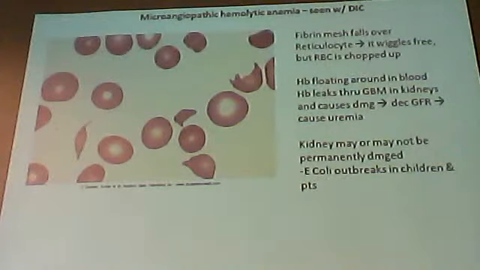Microangiopathic hemolytic anemia, seen with DIC. So this is commonly associated with hemolytic uremic syndrome, and so you've got a fibrin mesh that fell over your reticulocyte, and the reticulocyte was able to escape free from the fibrin mesh, but in the process it got a little chopped up. So the hemoglobin floats around in the blood, and it leaks through the basement membrane in the kidneys and causes damage, and so you're decreasing the glomerular filtration rate, and you cause uremia. The kidney could or could not be permanently damaged, and then E. coli can sometimes outbreak in children and patients.